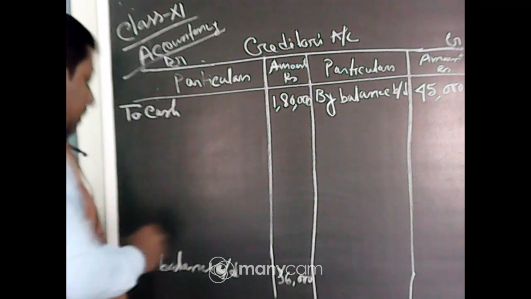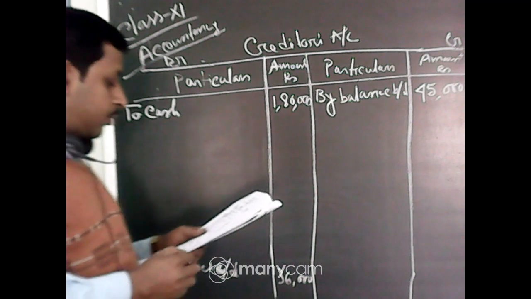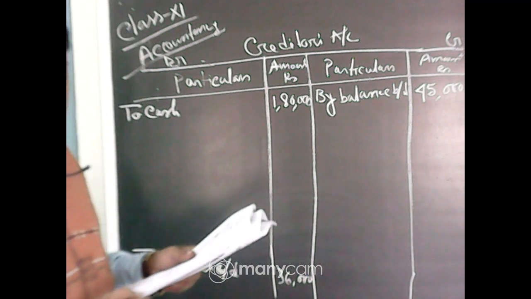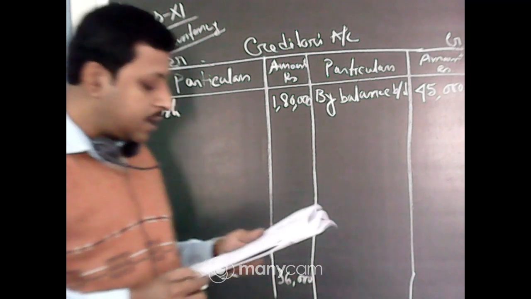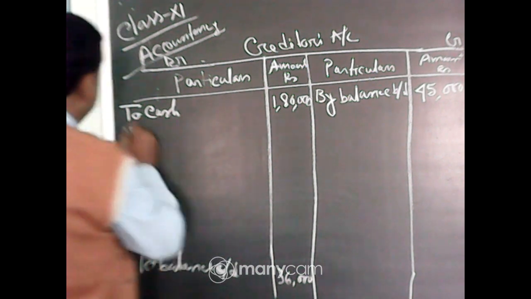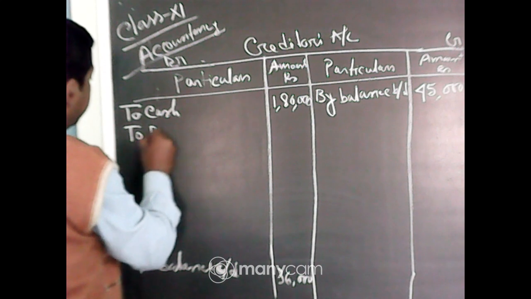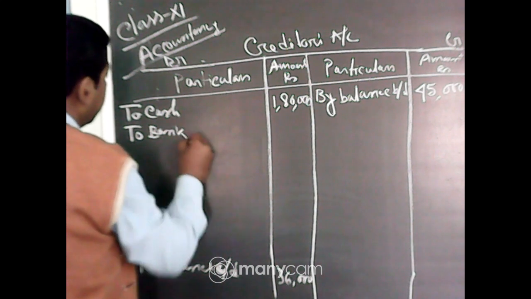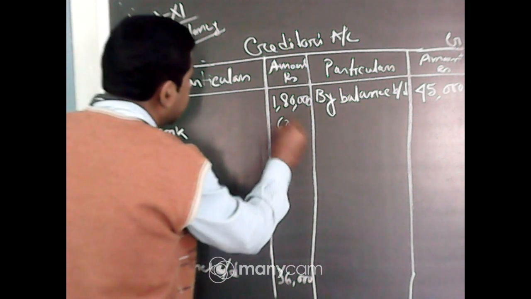Okay. Next is cheque issued to creditors. That also deducts from your bank. So, creditor account debit to bank 60,000. To bank 60,000.